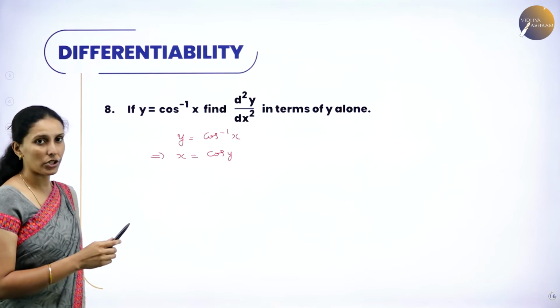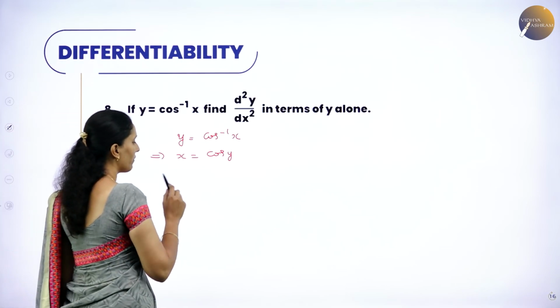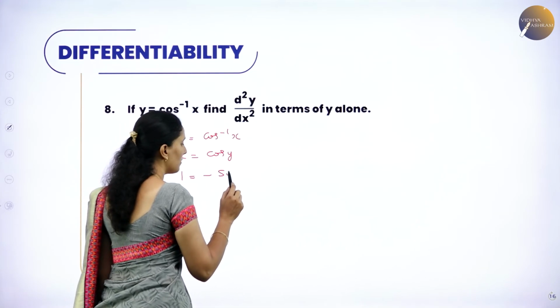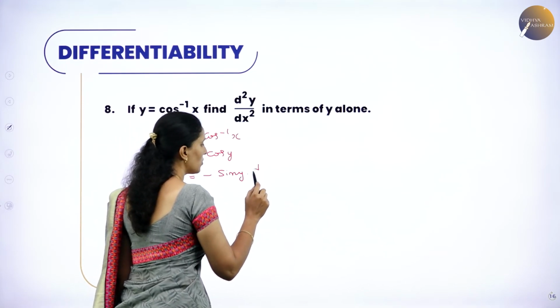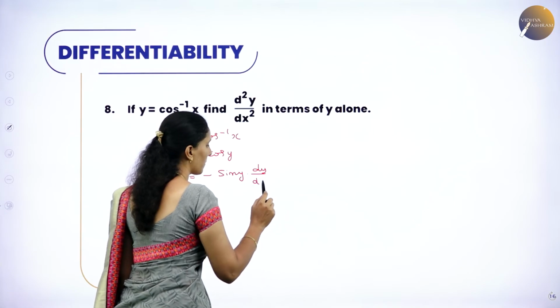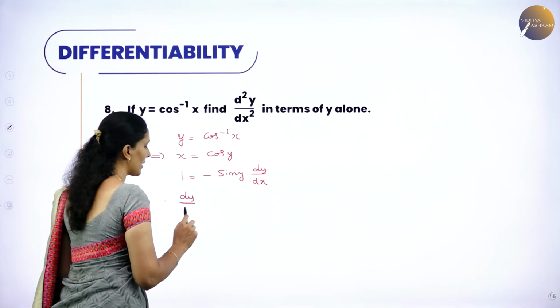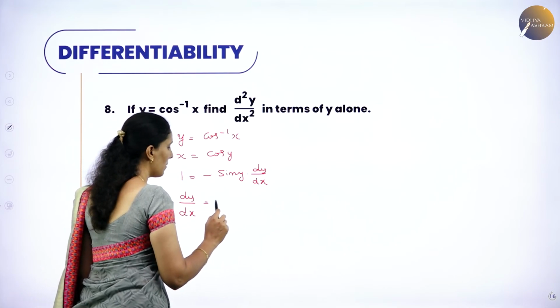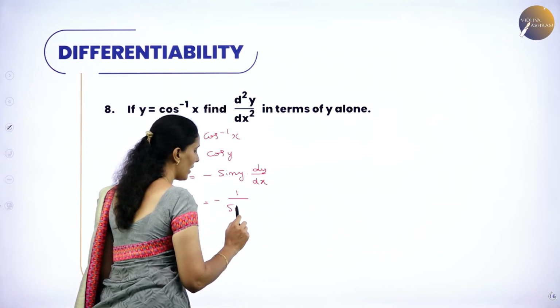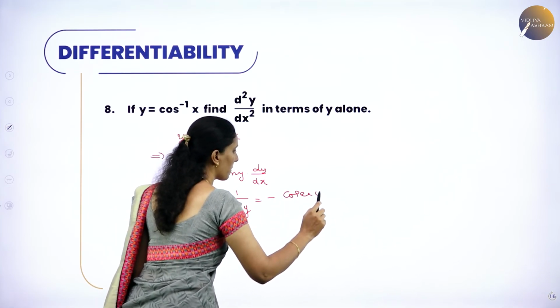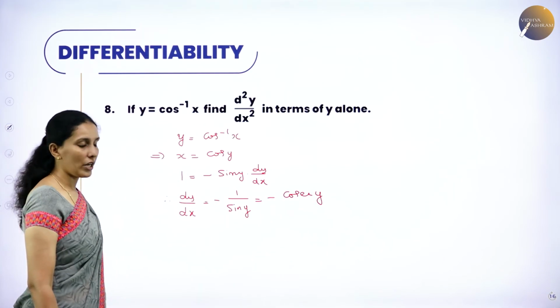Now, let us differentiate with respect to x. So, differentiation of x is 1. Differentiation of cos y is minus sin y into dy by dx. So, therefore, dy by dx here becomes minus 1 by sin y or minus cosecant y. Now, let us differentiate it again.